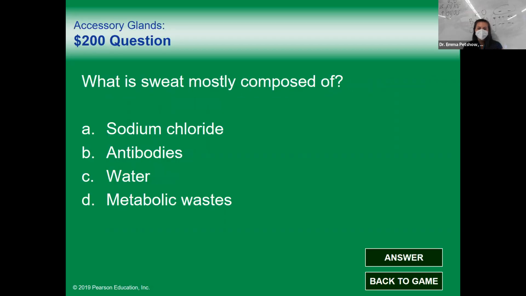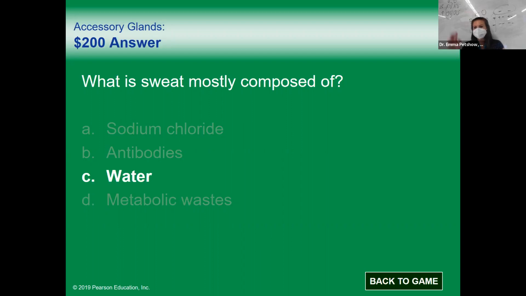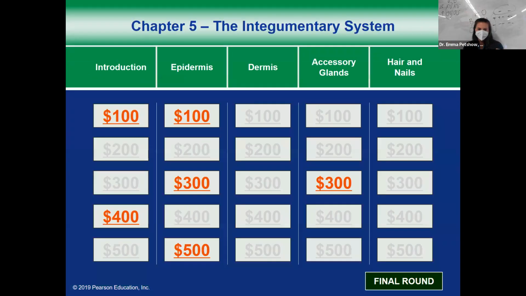Finish it off. What is sweat mostly composed of? Is it salt? Is it antibodies? Is it water? Or is it waste? What is it mostly composed of? The majority of sweat. Water. Yep, water. Sometimes change your answer. I don't know what you are yet, with no strategy yet. Water. It has salt. It has antibodies. It has waste, but it's primarily water, sweat.